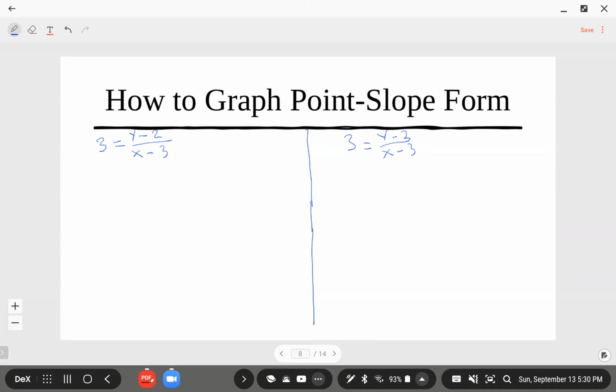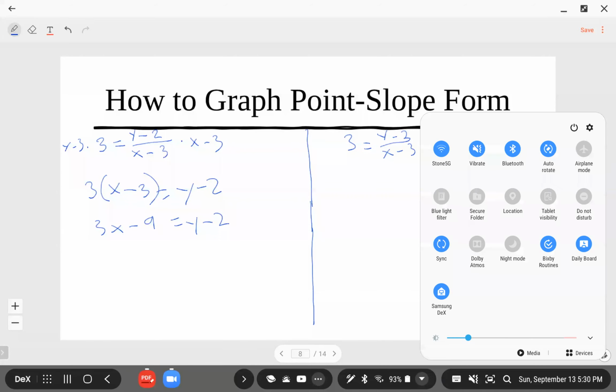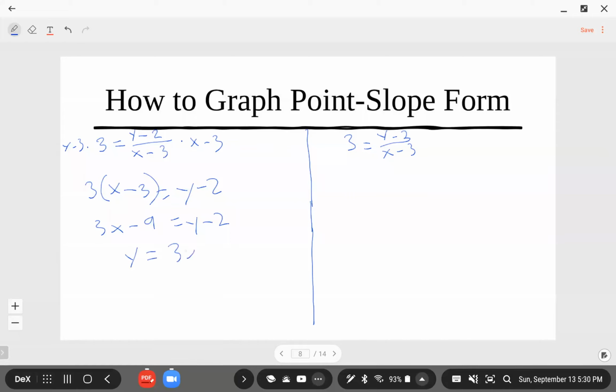So remember, most of you know how to turn this into an equation without fractions. Just multiply x minus 3 on both sides. And then you get 3 times the quantity of x minus 3 equals y minus 2. So we then simplify: 3x minus 9 equals y minus 2. And then this is starting to look a bit familiar, right? So it'll just equal y equals 3x minus 7, right? We add 2 on both sides, and technically moving it to the other side, but changing its sign in the process. So then we get this. This is slope-intercept form, right? And then we can graph it.